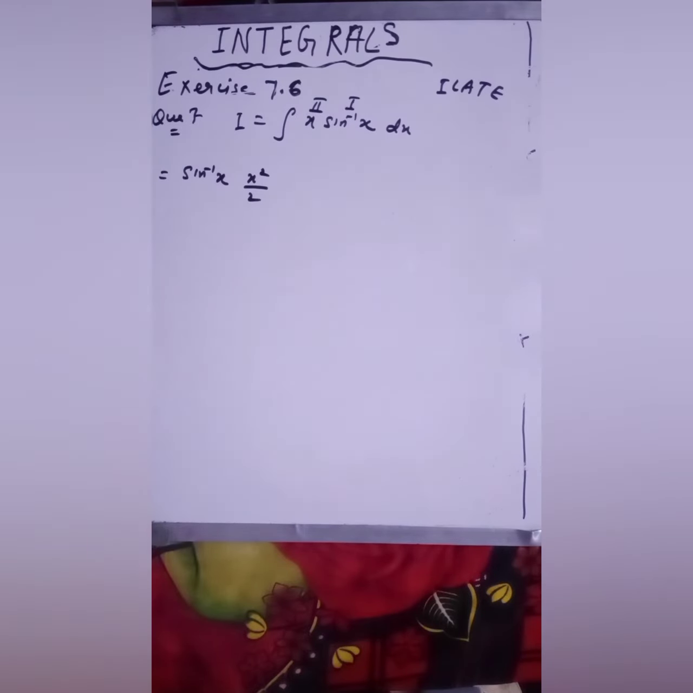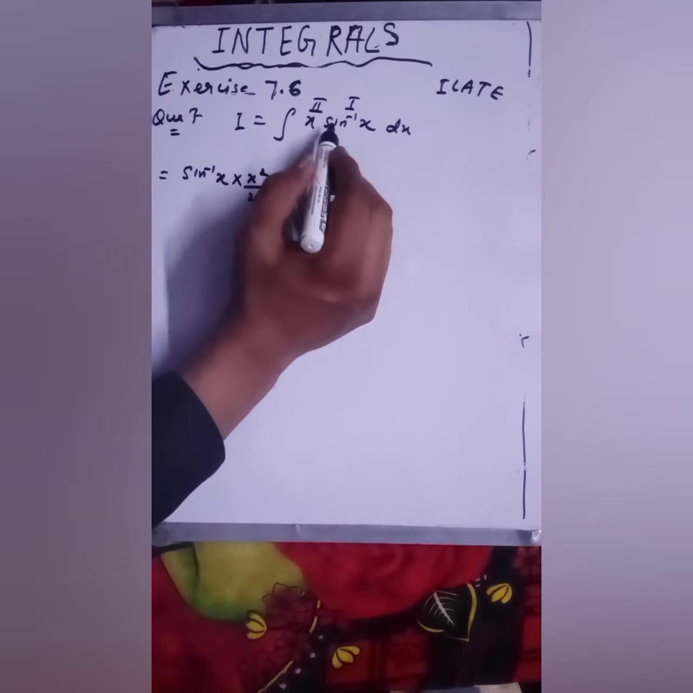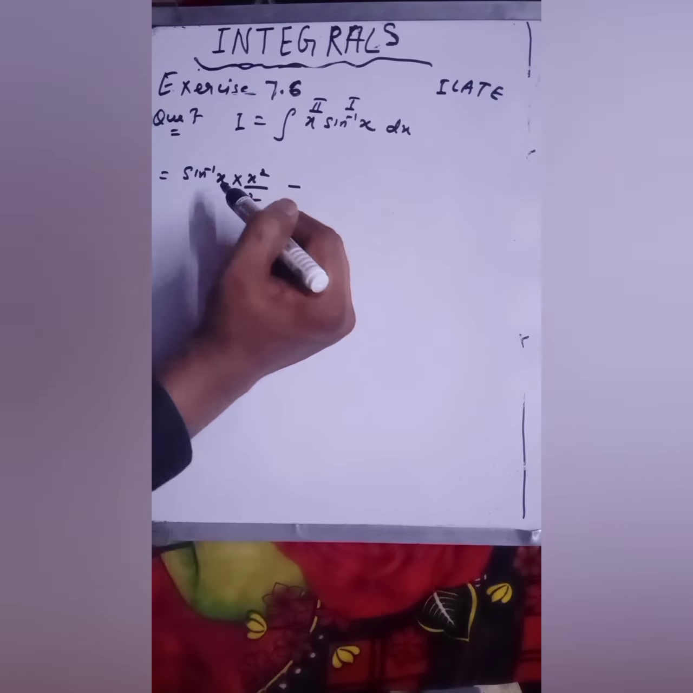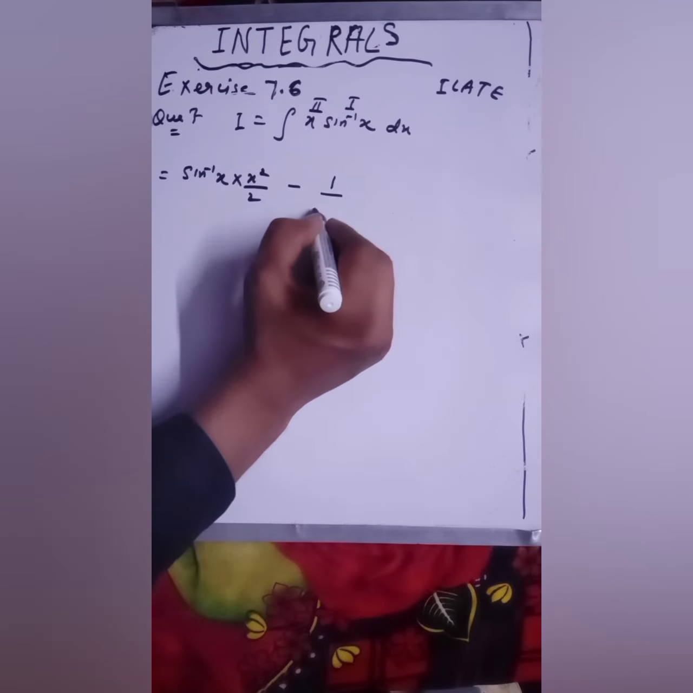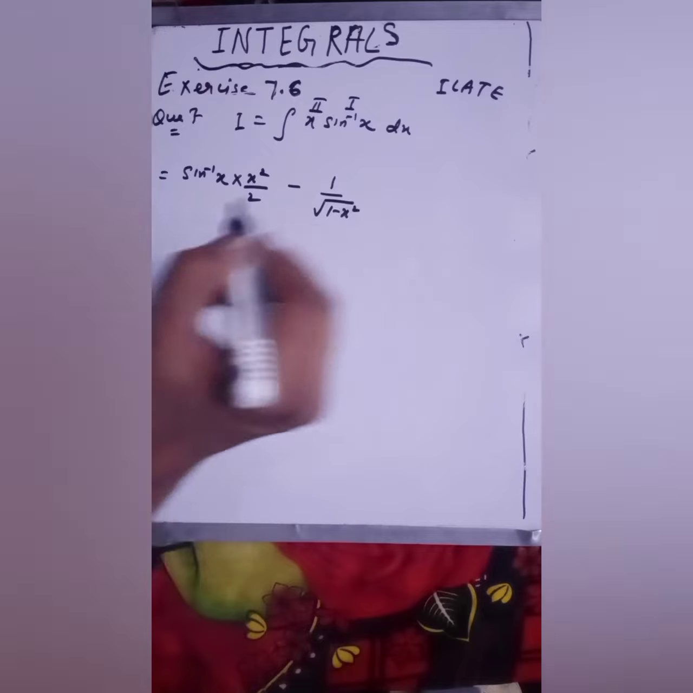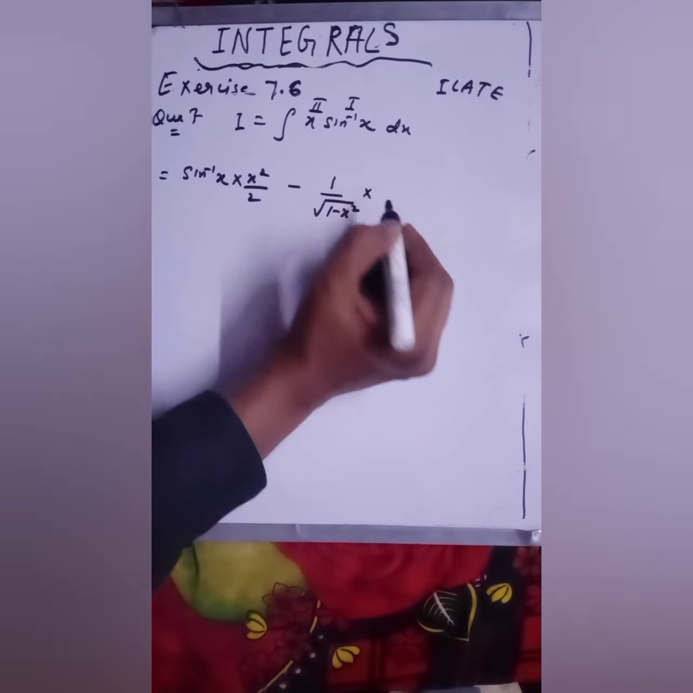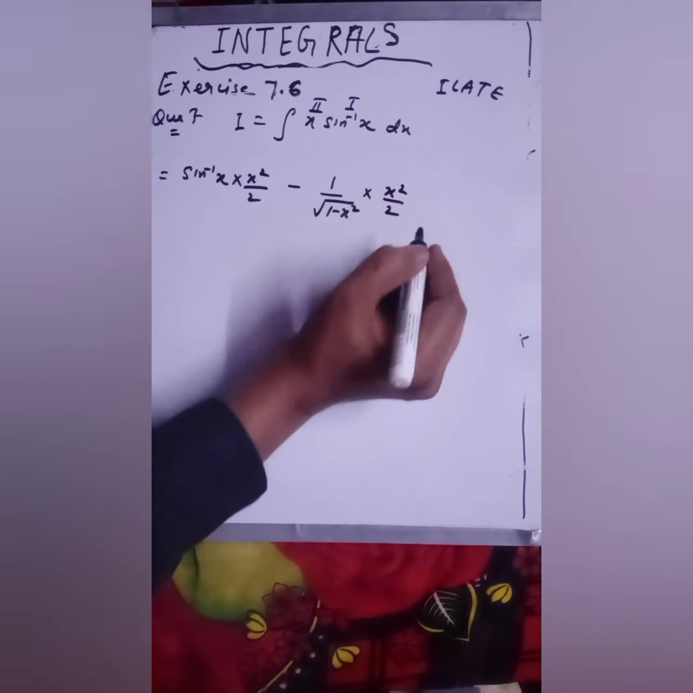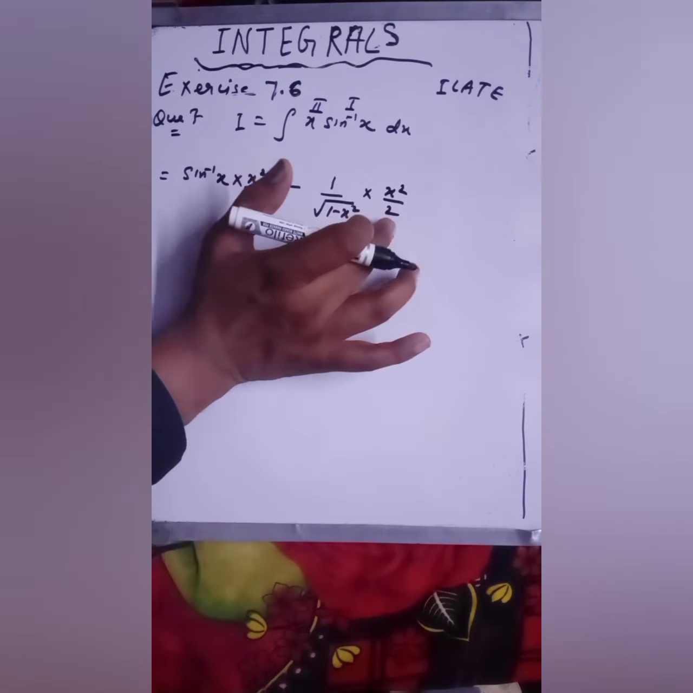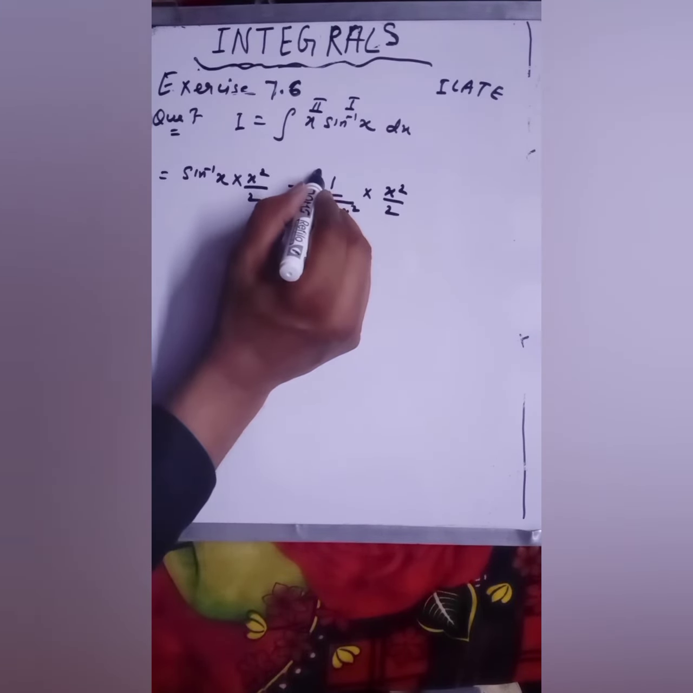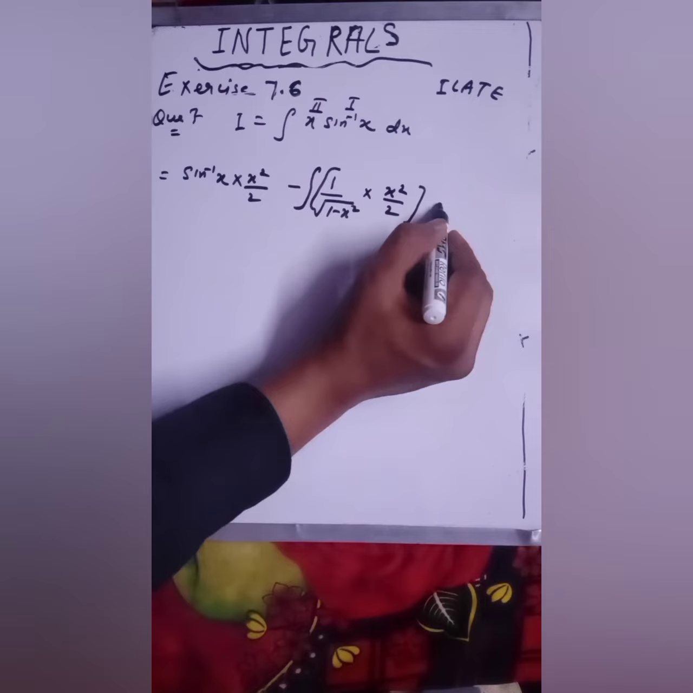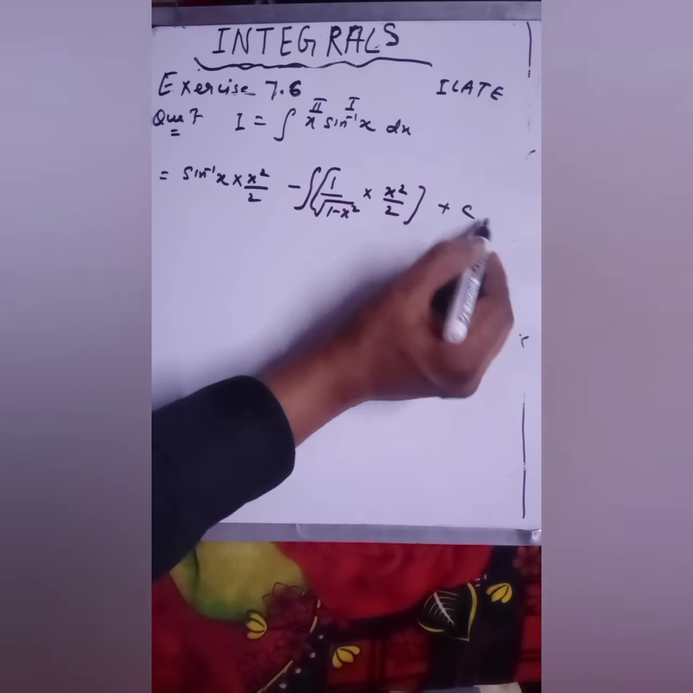square upon 2, minus the derivative of your first function. This is your first function, and the derivative of sine inverse x would be 1 over under root 1 minus x square, into the integration of your second function, that is x square upon 2, because the integration of x would be x square upon 2, and the integration of the whole result. Okay, plus c you can write.